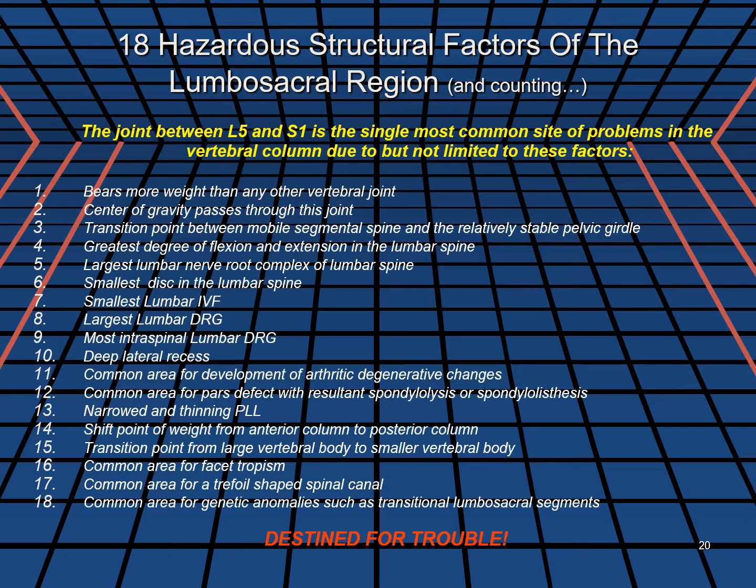It's an area where the PLL is thinnest. It's a shift point of weight from the anterior column to the posterior column. It's a transition point from a large vertebral body to a smaller vertebral body. It's a common area for facet tropism. It's a common area for a trefoil-shaped spinal canal, which is the narrowest of all spinal canals. And it's a common area for genetic anomalies, such as lumbarization, sacralization, and transitional lumbosacral segments. So it's an area destined for trouble.